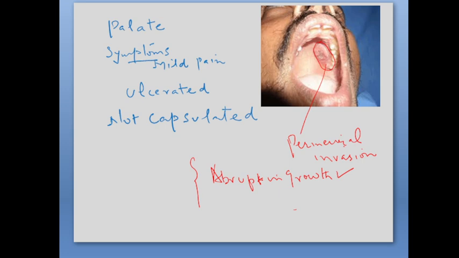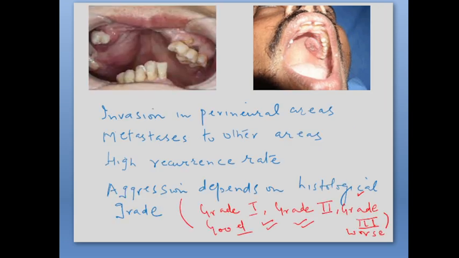They cause early perineural invasion and are not encapsulated. Overall, there is invasion in perineural areas, they metastasize to other areas, there is a high recurrence rate, and they are aggressive, and aggression depends on histological grade. So overall, it is considered that grade 1 has a good prognosis, whereas grade 3 has a worse prognosis.